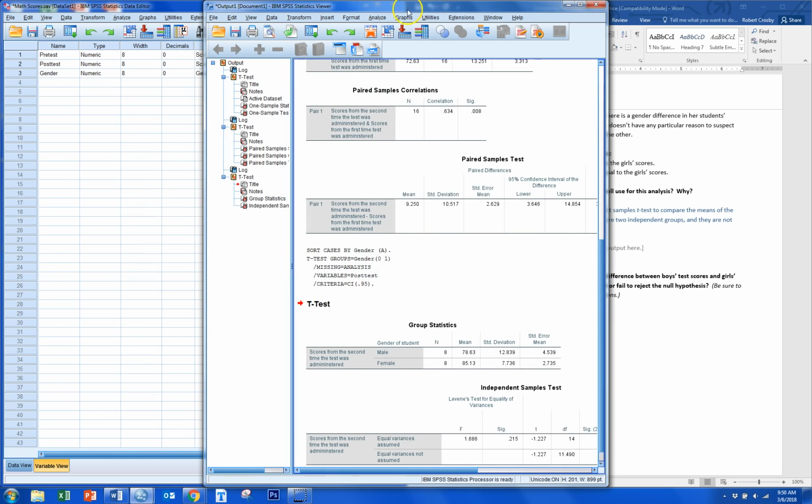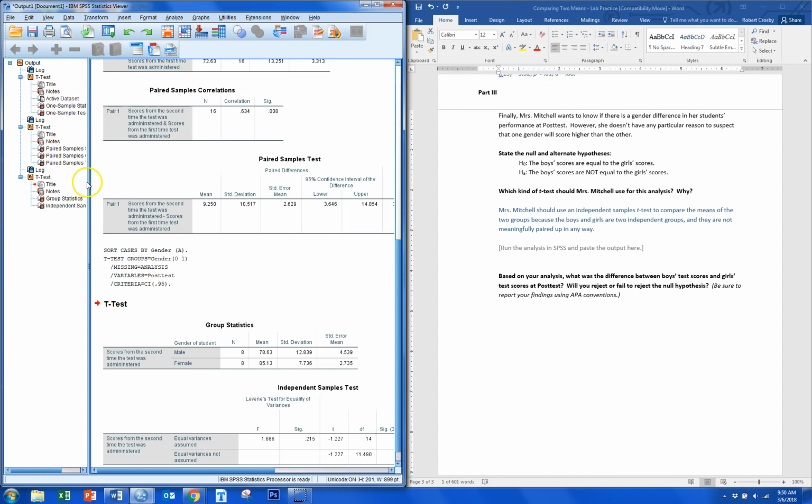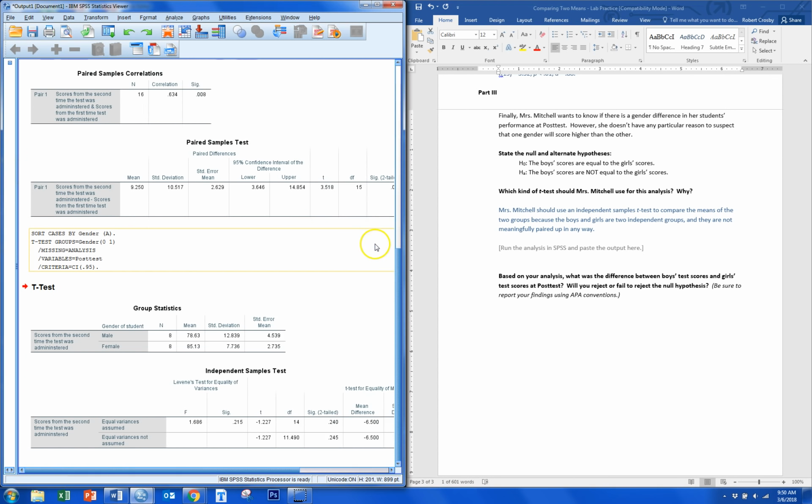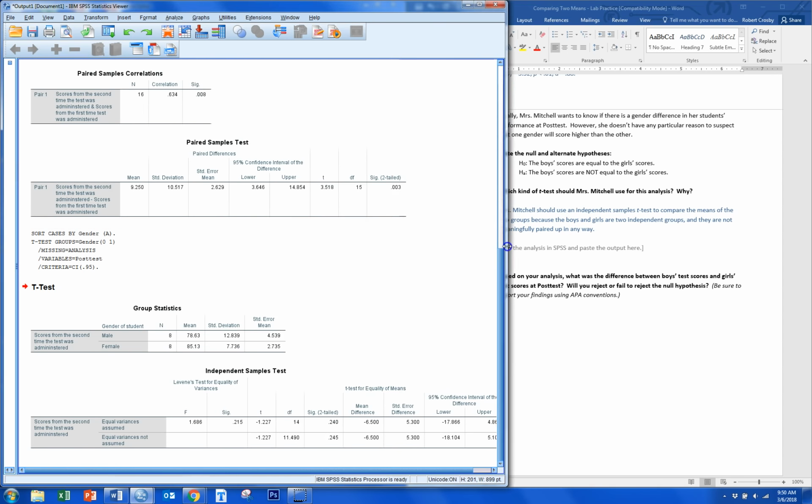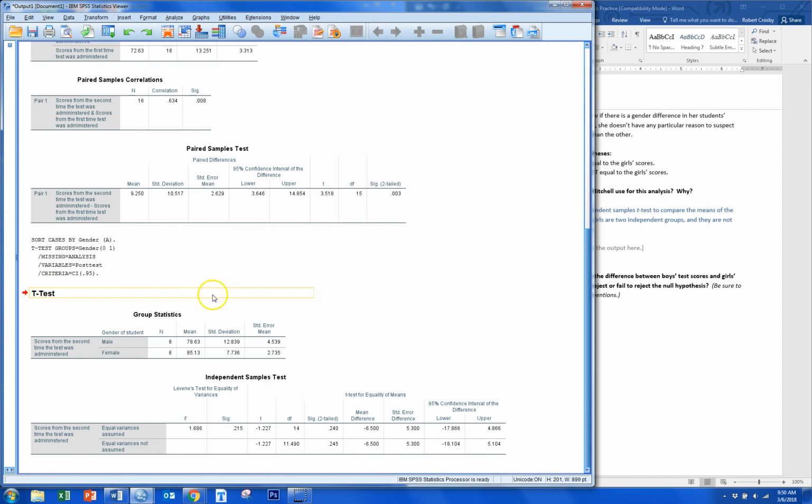Continue, OK. All right, now this is going to give me two tables. We have the group statistics. Again, that's just descriptive statistics. We have the average for males and females. The sample size, look, this is smaller, 8 and 8, because there's 16 total, half are boys, half are girls. So we have 8 boys and 8 girls. The mean for the boys is 78.63. The mean for the girls is 85.13.